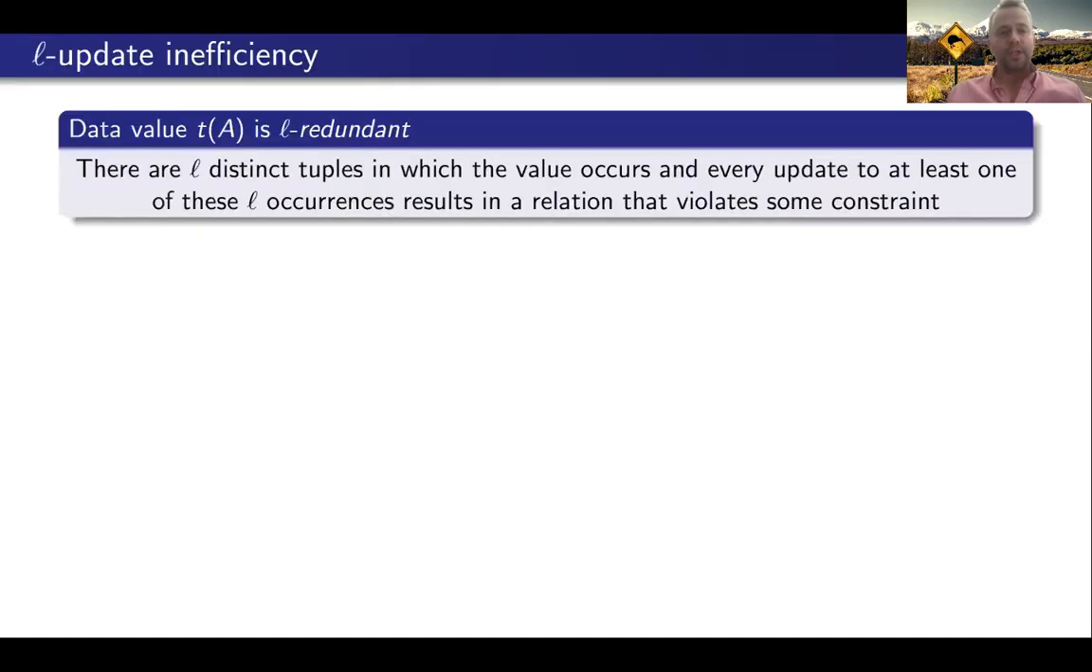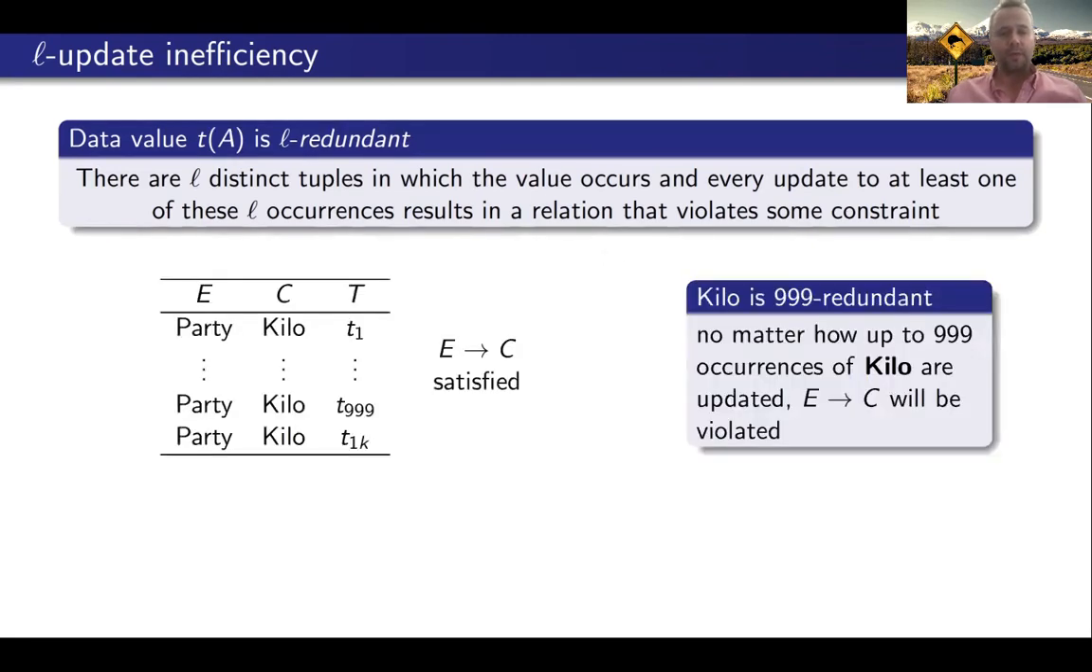So then what do we achieve? Therefore, we define what an L update inefficiency is. A data value on tuple t in column A is L-redundant when there are L distinct tuples in which the value occurs, and every update to at least one of these L occurrences results in a relation that violates some constraint. So therefore, the value is essentially fixed.